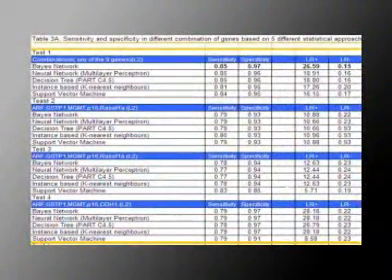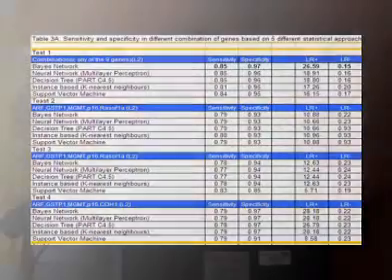Just want to point out that the likelihood ratios, where more than 10 usually means that it's a fantastic marker, are very, very good here as a combination. And the negative likelihood ratio, which is less than 1, is also very good. You can see here 0.15, which means that as combinations, these are excellent markers.